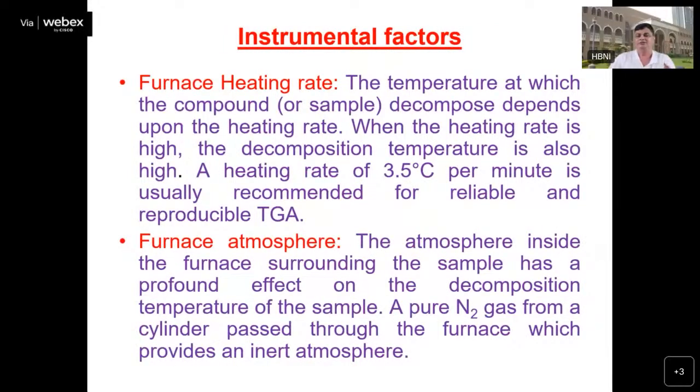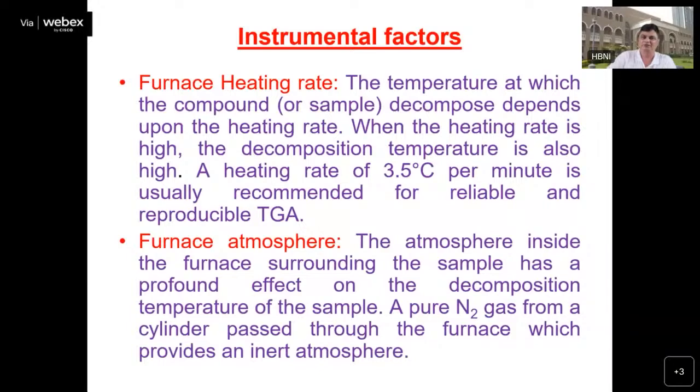The furnace heating rate, the temperature at which the compound decomposes, depends on the heating rate. See, when the heating rate is high, the decomposition temperature is also high. And generally, one of the optimal conditions is 3.5 degrees centigrade per minute, which is usually recommended for TGA to get a reproducible result.